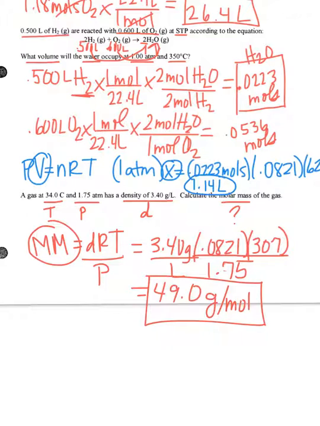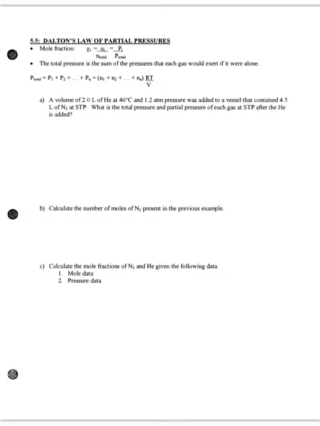Okay, so 49 grams per mole. This is the last thing that I want to go over for today. So this is Dalton's Law, partial pressures. So we did the whole POGL on partial pressures. So remember, according to Dalton's Law, if we have a mixture of gases, each gas will exert its own pressure.